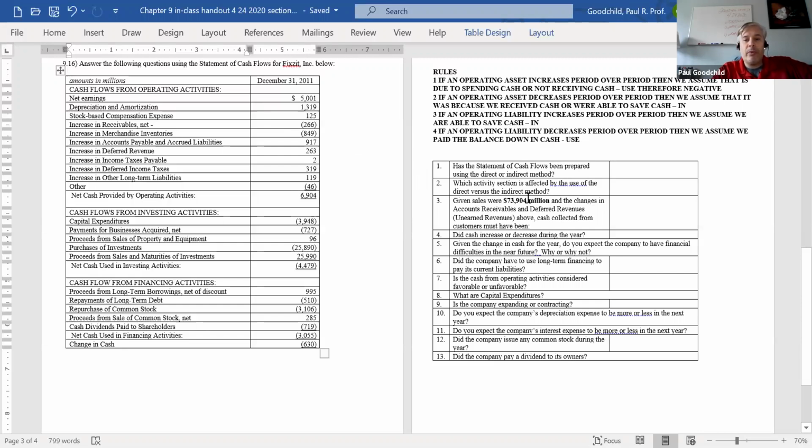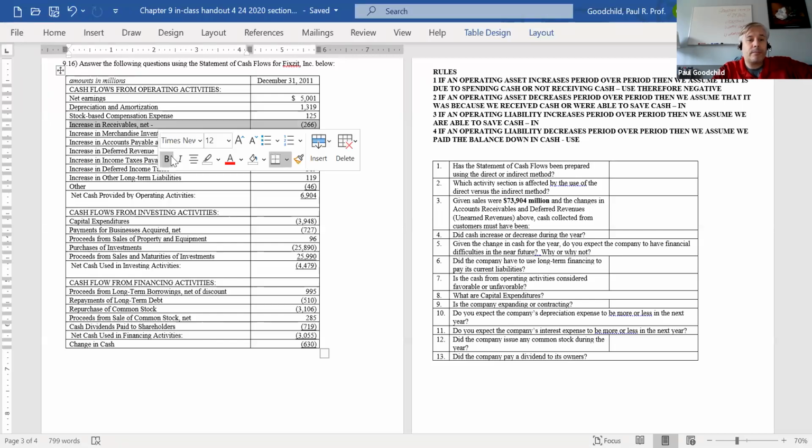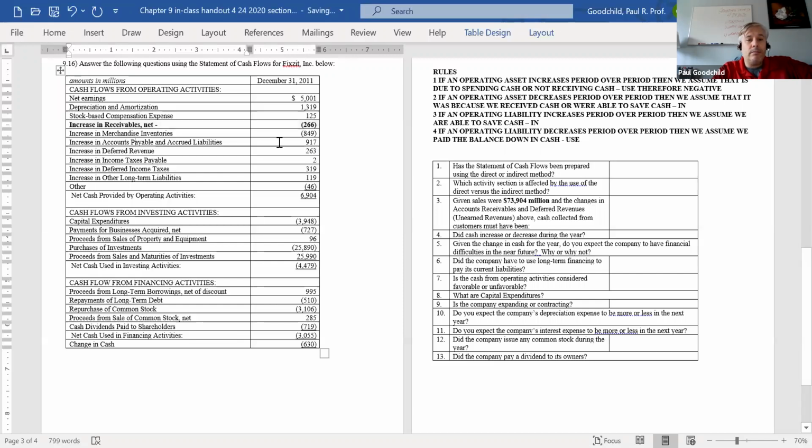This is given sales were 73,904 million, and the changes to accounts receivable and deferred revenue above, cash collected from customers must have been. So we have 2 other accounts, and what we see here is that these are both increases. Now, I want you to type in chat what type of account is receivables.